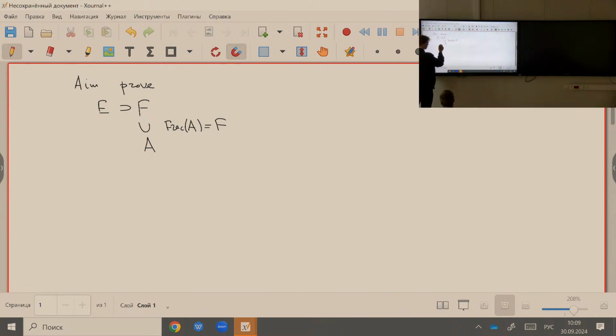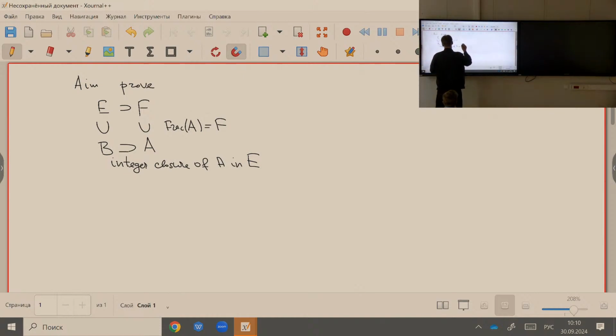and we consider B, the integral closure of A in E. Then we will find out that B is, and we shall see that B is a finitely generated A-module.